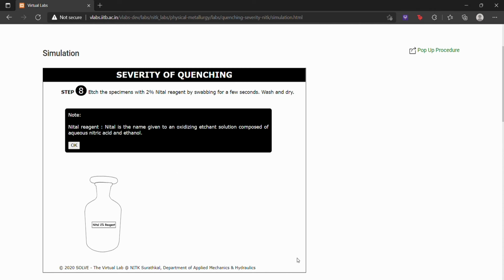Step 8 is to etch the specimens with 2% of nital reagent by swabbing for a few seconds. After that, wash and dry it. Nital reagent is a name given to an oxidizing agent solution composed of aqueous nitric acid and also ethanol.